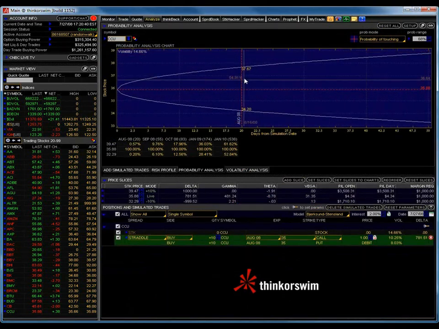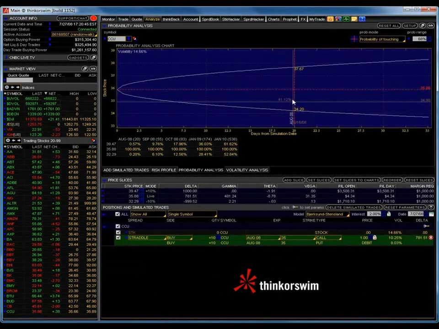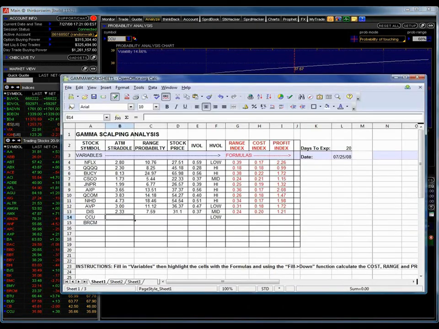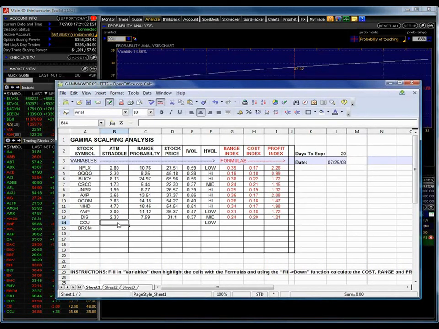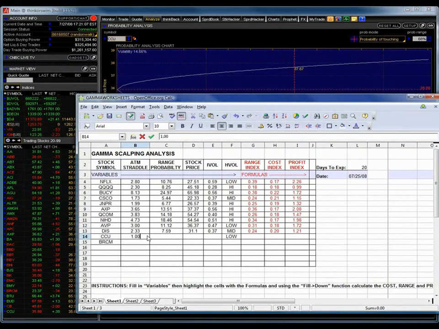And if we take a look here, we have a range, 20 days to expiration, between $34.20 and $37.67. So let's go ahead and subtract those numbers. 37.67 minus 34.20. That gives us a range of $3.47. We'll bring up our worksheet here. The straddle price was $1. The range probability was 347.